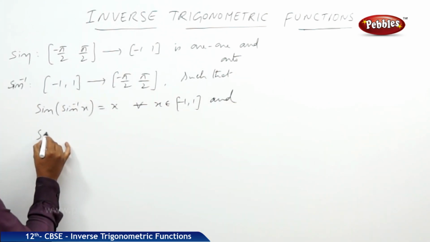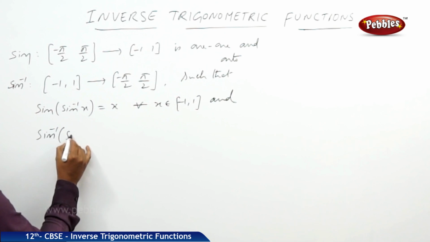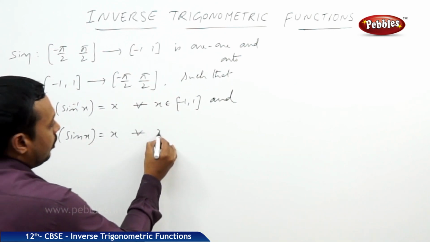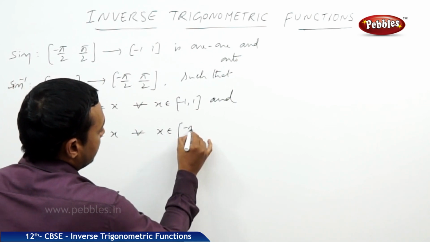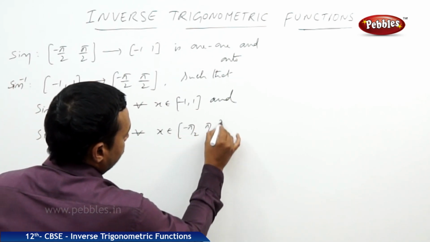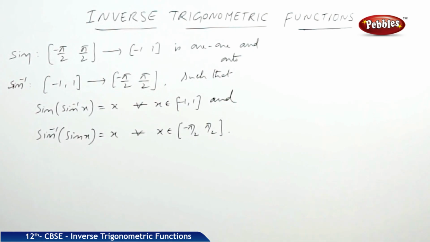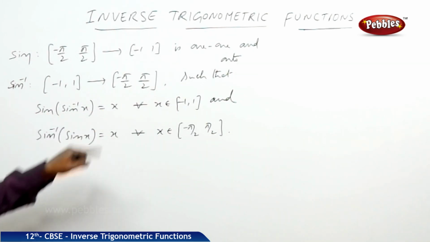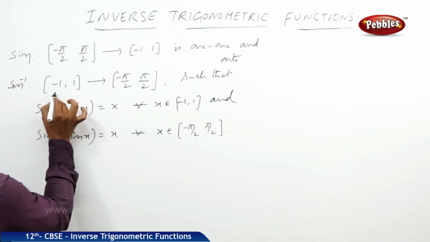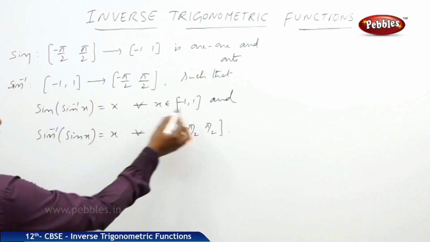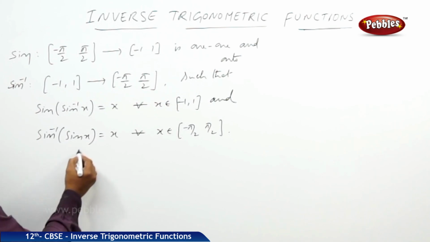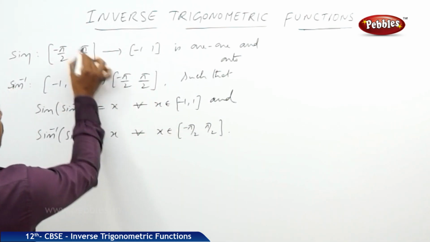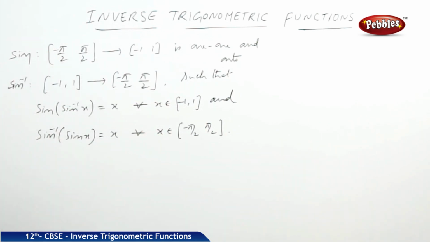and sine inverse of sine x is equal to x for all x belongs to minus pi by 2 to pi by 2. Sine of sine inverse x is equal to x for every x belongs to the domain of sine inverse, minus 1 to 1, and sine inverse of sine x is equal to x for every x belongs to the domain of sine, minus pi by 2 to pi by 2.